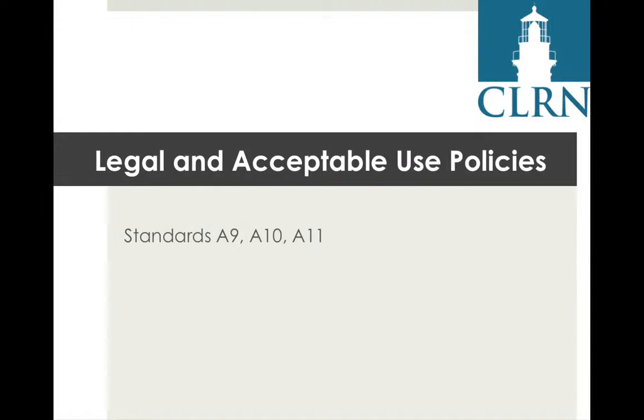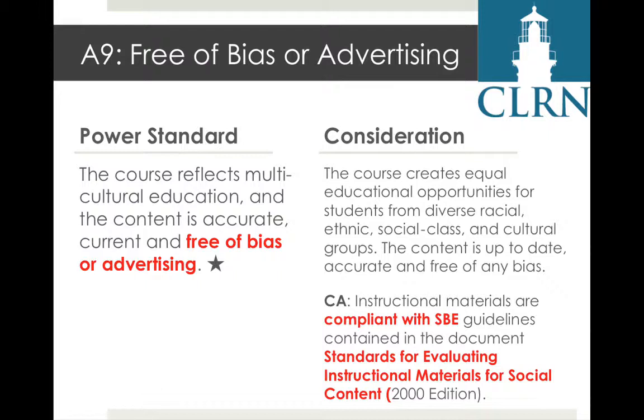The next strand, Legal and Acceptable Use Policies, contains 3 standards, one of which is verified by reviewers. Standard A9, Free of Bias or Advertising, is a power standard that is a mirror of CLearn's Social Content Review. Prior to reviewing the course standards, our reviewers indicated whether there were any social content problems within the course. This power standard essentially states that the course is free of bias or advertising.